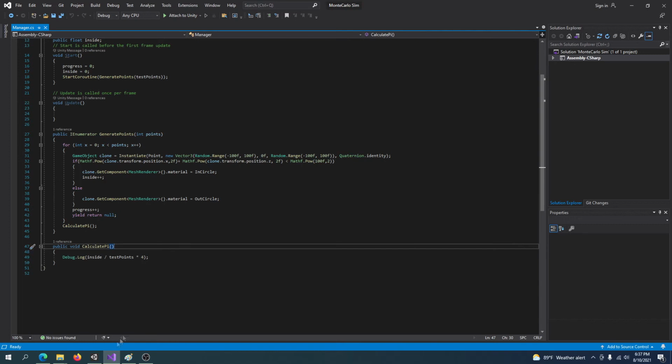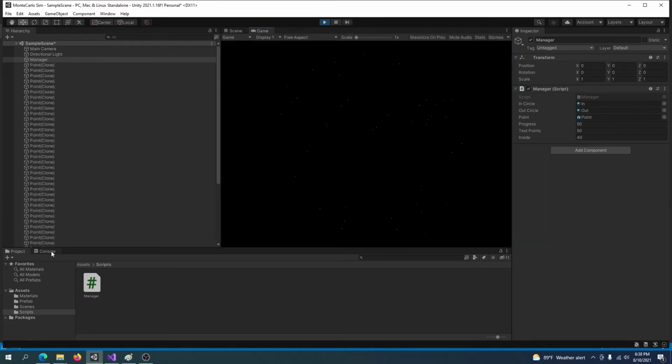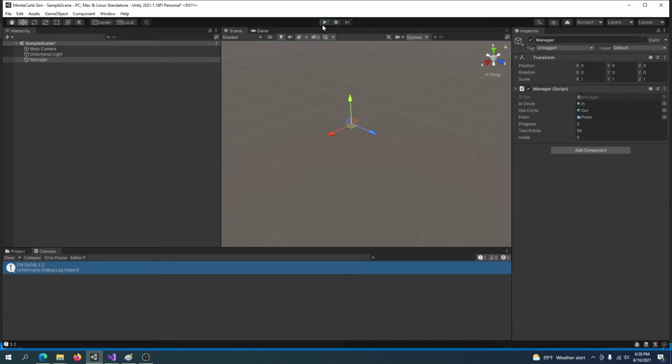Okay, let's get started. So we go to our manager, and let's start with 50 test points and see what we get. So it finished pretty quickly. We got 3.2. True value of pi is about 3.14159265. So 3.2, not bad, but we can probably do better. Let's go up to 100.